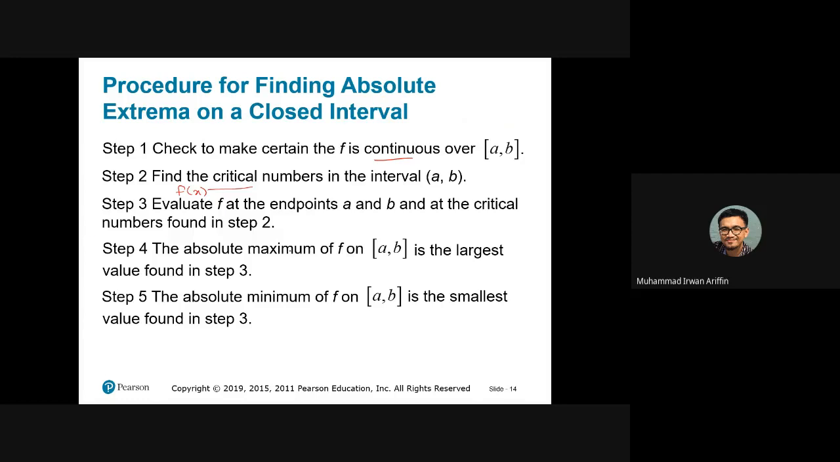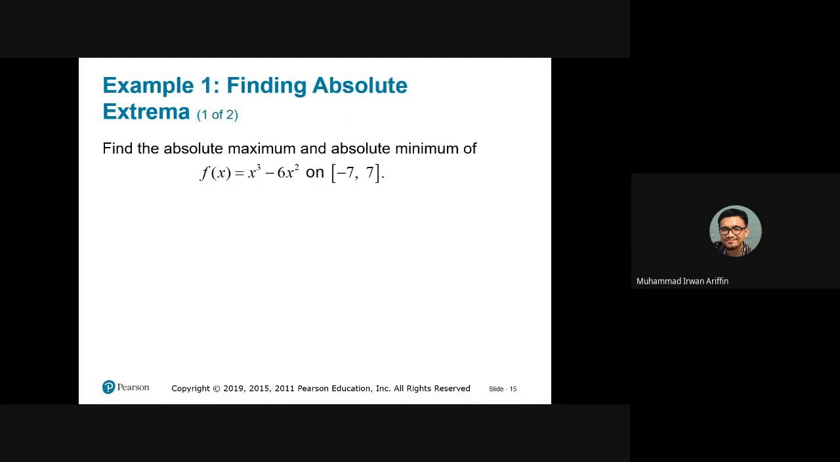For step number 4, to find the absolute maximum, we compare all the f values: f of a, f of b, and f of c1, f of c2 if we found two critical points. Just list them out and compare. The largest value gives us the absolute maximum, while the smallest value gives us the absolute minimum. Simple, right? Should be simple.